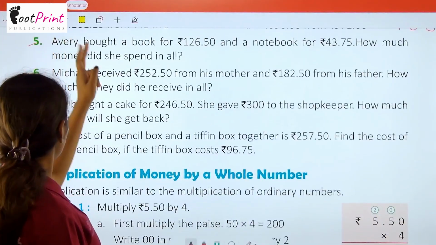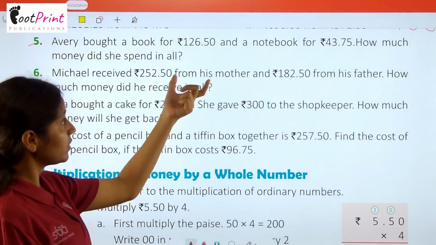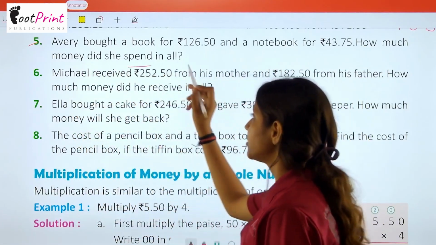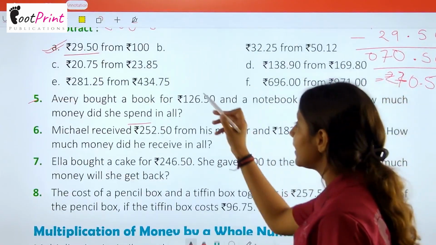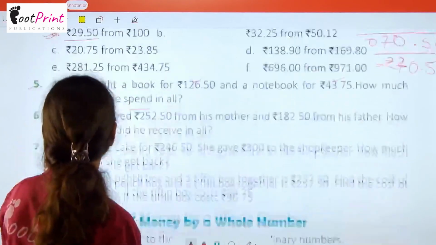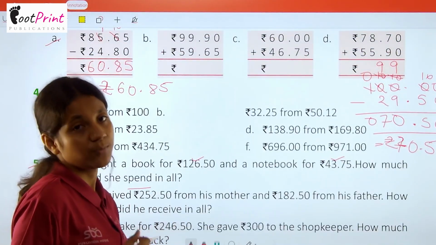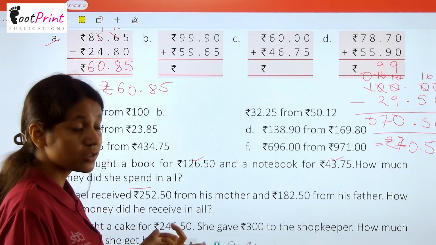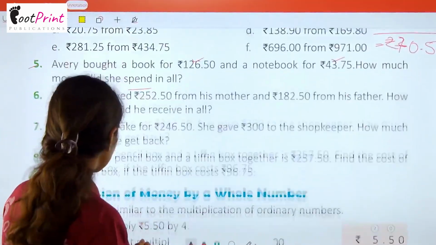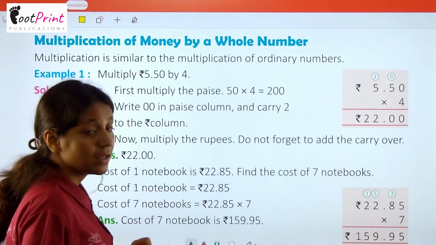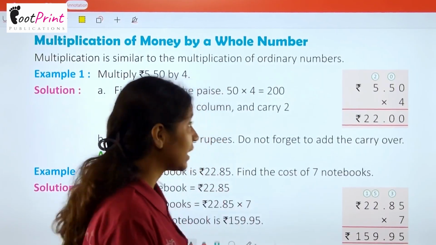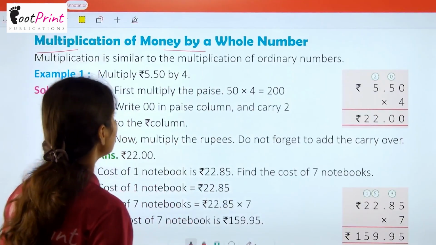Then we have question number 5. Veena bought a book for rupees 126.50 and a notebook for rupees this. How much money did she spend in all? So you have to do simply addition of these two numbers. And in the same manner, we have some more questions on the basis of word problems. You have to do here simply addition or subtraction as per the question says. So here we have completed this exercise. Now we are moving towards our next topic. Before that, I would like to say that the rest of the part of the above exercise you people have to do by yourself. Now, multiplication of money by a whole number.